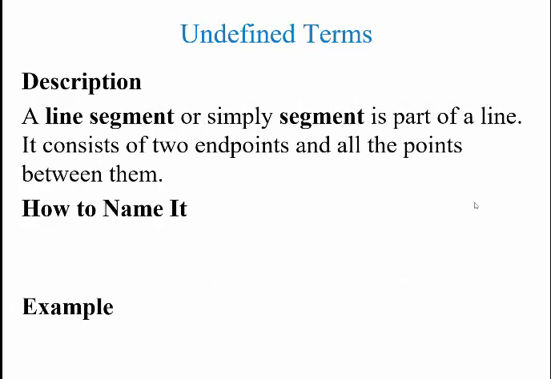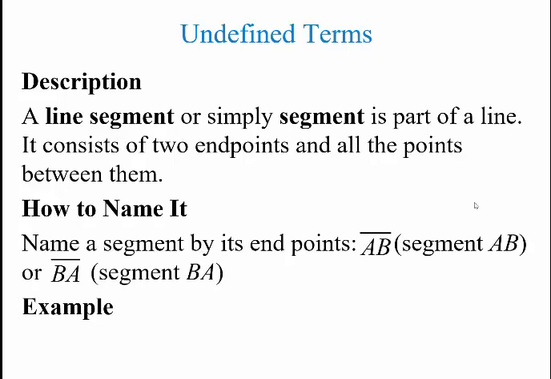All right. A line segment, or simply segment, is part of a line. It consists of 2 endpoints and all the points between them. So the thing that's different between a line and a line segment, a line goes on forever, but a line segment is finite. So the way we name this, we name a segment by its endpoints, so A and B, or we call it segment AB or BA. And notice how there's a line above it that tells me it's some type of line, but it's a segment because it doesn't have the arrows that tell me it goes on forever. So for example, if we had the line segment here with A and B, we would call this line segment AB or line segment BA.